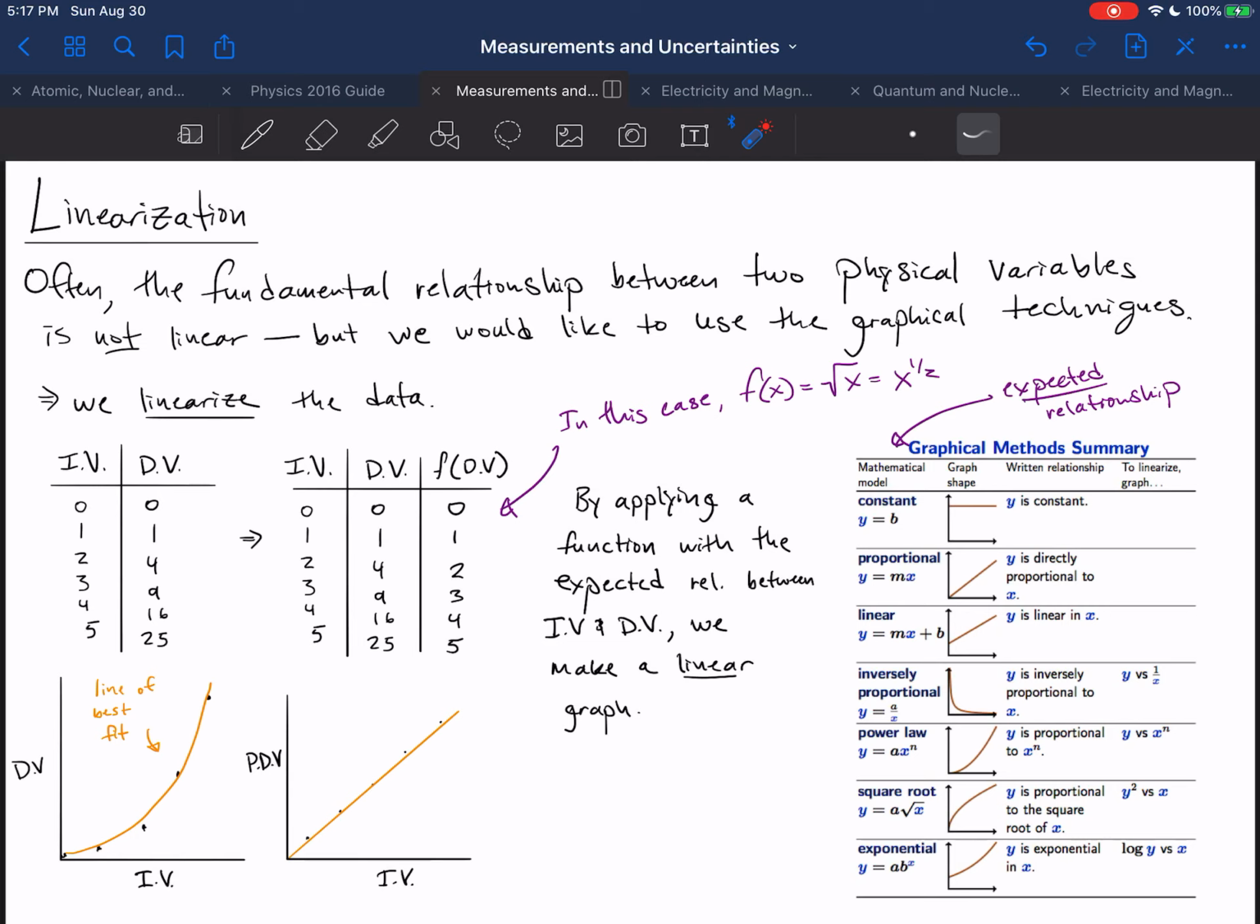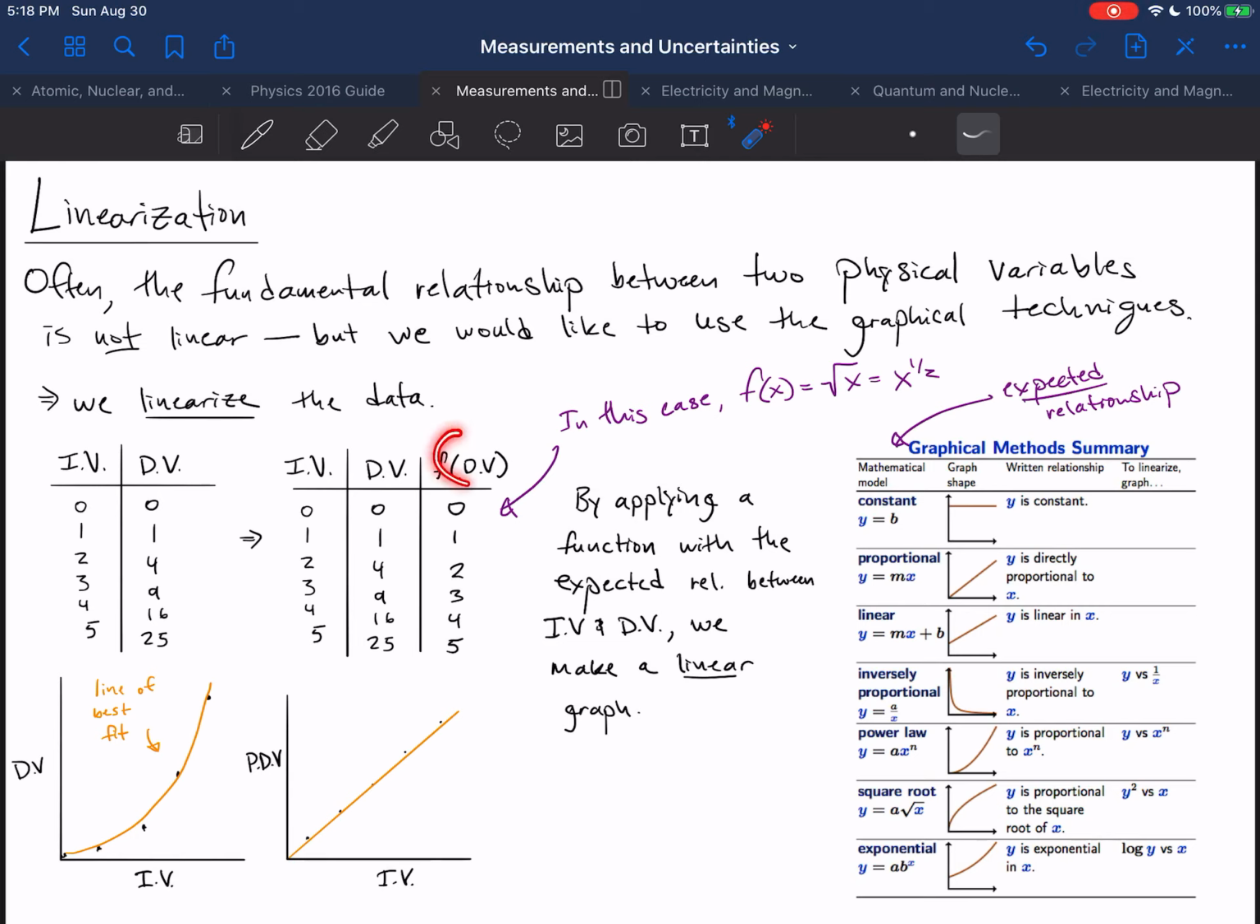But what if, for example, you had an inversely proportional relationship between your dependent variable and your independent variable? What if you expected the relationship to be such that y is equal to a divided by x, or that y is inversely proportional to x? Well, you can linearize it by simply taking y versus 1 over x.